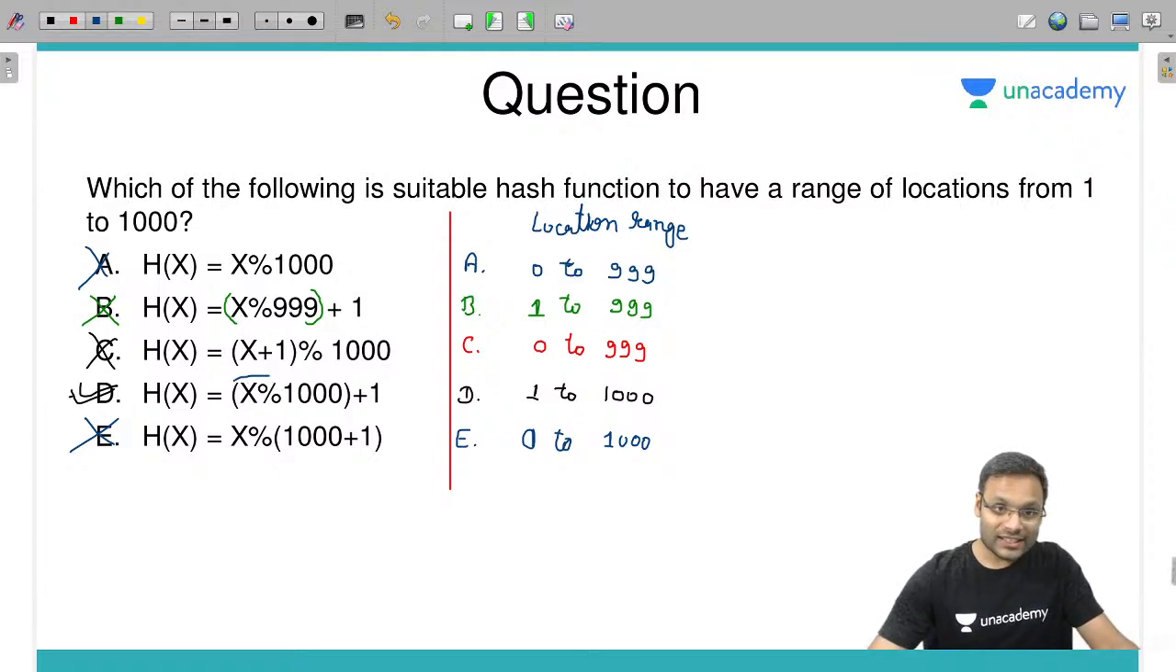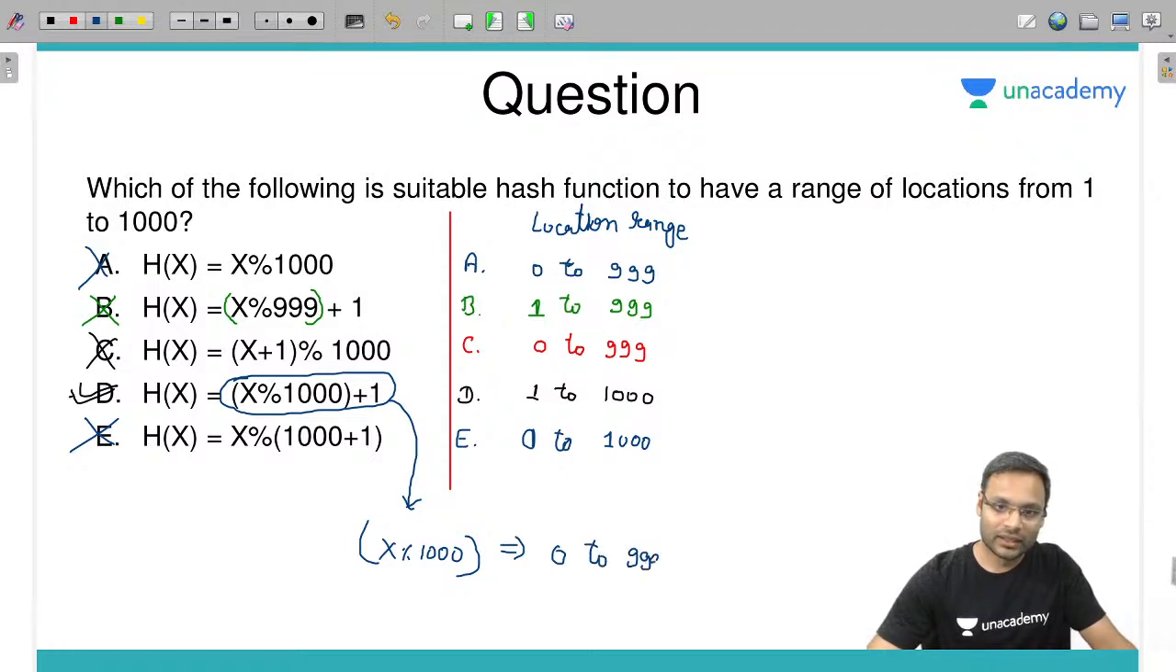So why is this correct? Look, let me tell you. X mod 1000 first. X mod 1000 can give you a range between 0 to 999, and at the end after that, plus 1. So 0 to 999 is the range, and then plus 1.